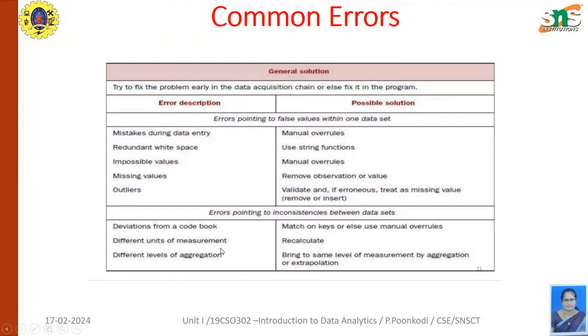Then different units of measurement: we have to go with recalculation. One is given with a floating value and another one is an integer value, so we have to recalculate. Different levels of aggregation: for the solution, bring it to the same level of measurement by aggregation or extrapolation.